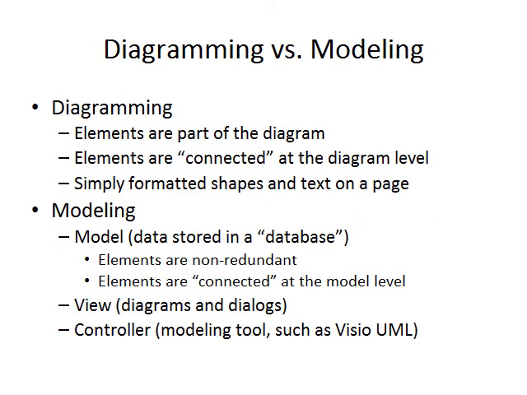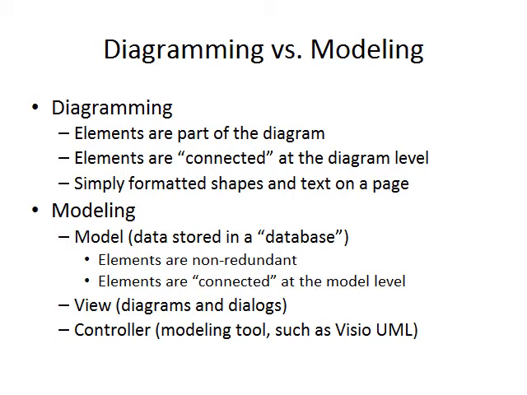So the difference between diagramming and modeling. In diagramming, elements are actually part of the diagram. When I say element, I'm talking about something like a class, and we'll talk about classes later, but that's sort of one of the basic elements of UML. And I'm sure if you are aware of software, you're aware of classes. So elements are actually part of the diagram.